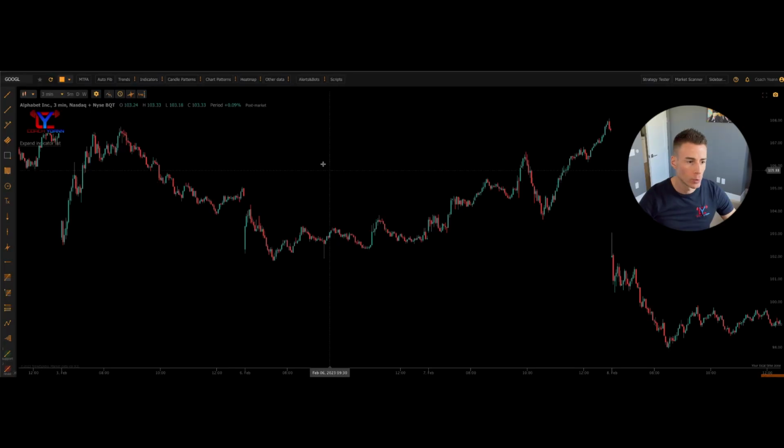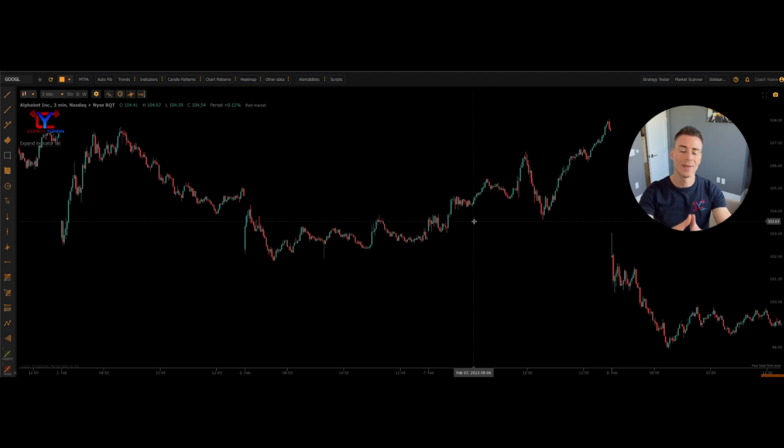Okay guys, so you should be able to see my chart over here. This is Google on a 3-minute time frame. I looked a little bit to see if we had any pennant on Tesla, Amazon and all of that, and that is the best I could find. Not the most beautiful one, but let's dive into it.